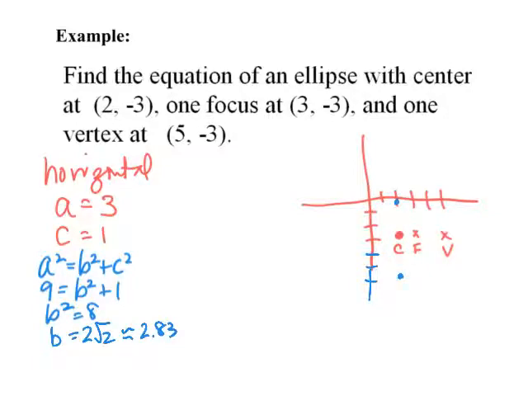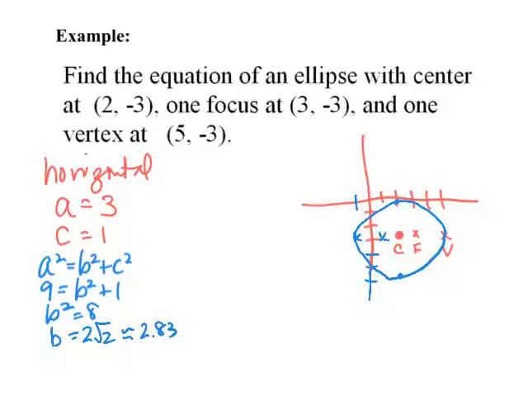And then we know there's symmetry in both directions on an ellipse. So I'm going to plot the focus to the left and the vertex to the left. 1, 2, 3. And actually draw my ellipse here. So boy, it looks very circular. And if you think about it, A is 3 and B is almost 3. So it is very close to a circle. But we have everything we need now in order to write our equation.